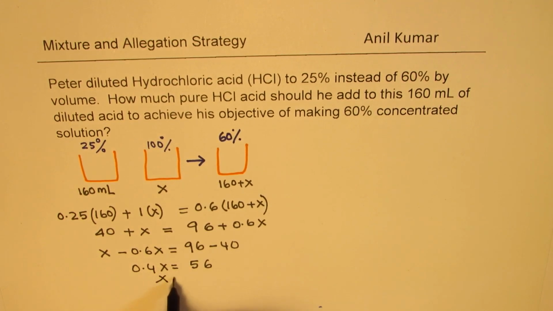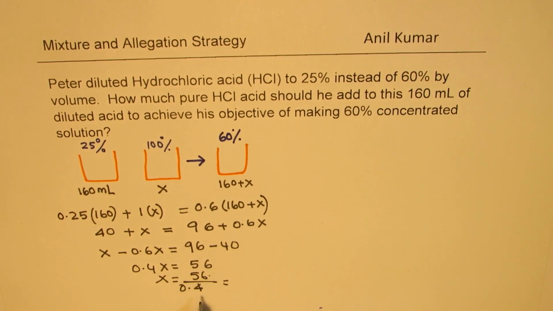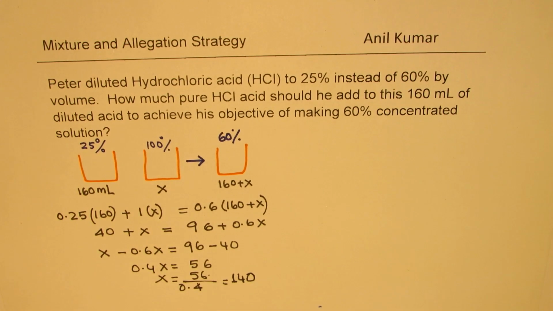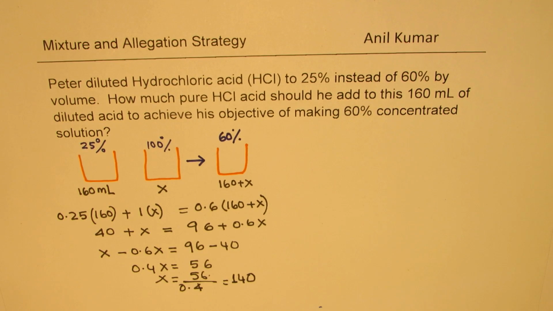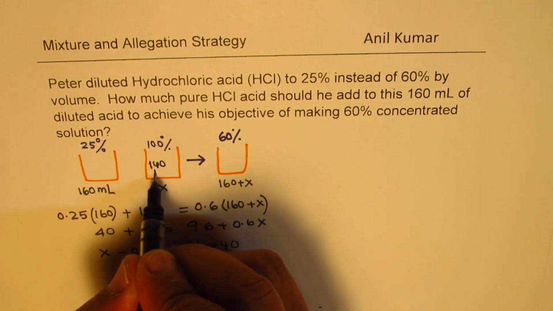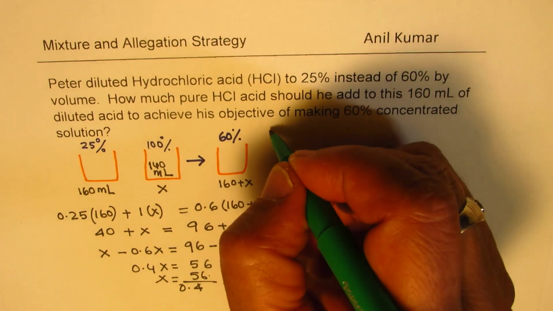So x is equal to 56 divided by 0.4, or otherwise you could treat this as 560 divided by 4. 4 times 1 is 4, 16 is 4 times 4, so 140 milliliters is your answer. It asks how much pure acid we should add, so we got 140 milliliters. So we definitely get a solution. This is indeed the correct method.